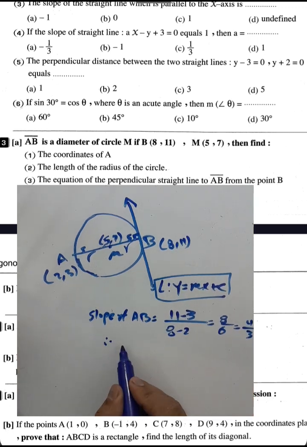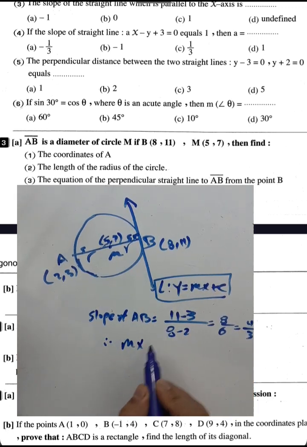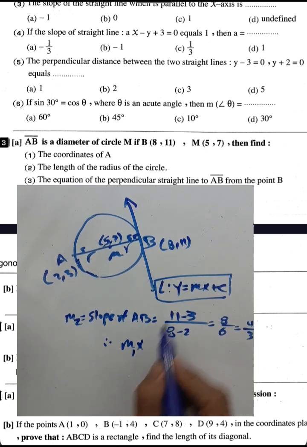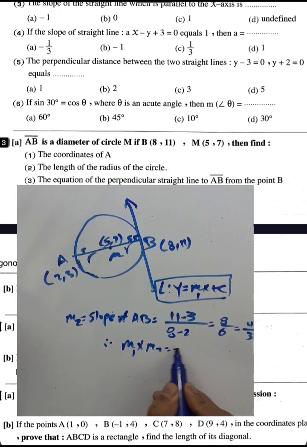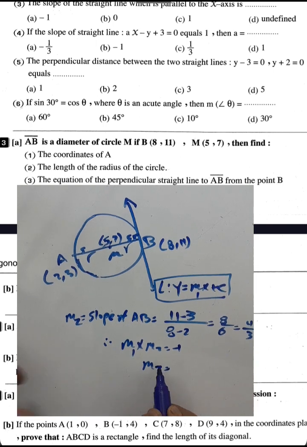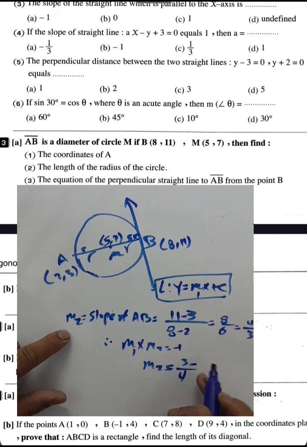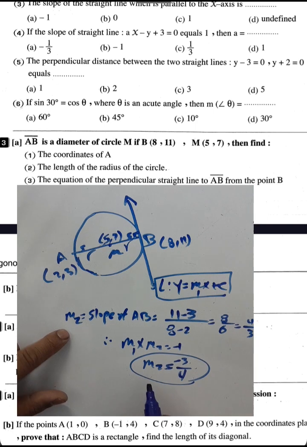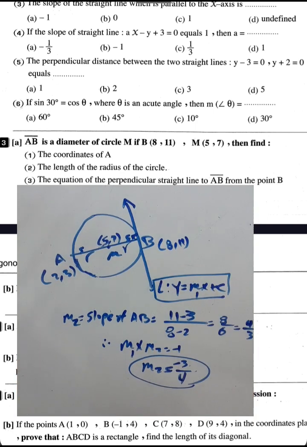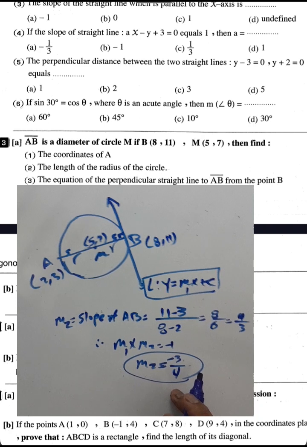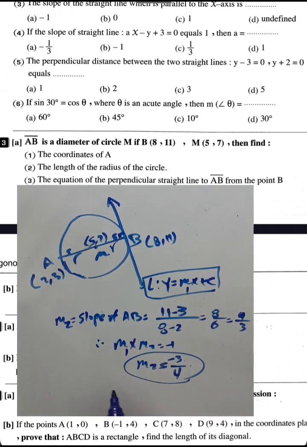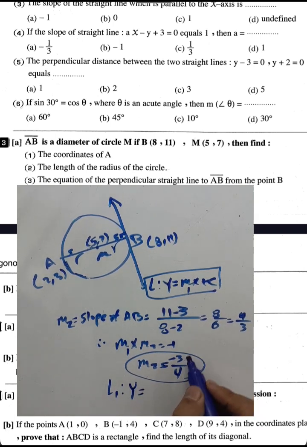Then m here times, we call it M2, and M1 times M2 will be negative 1. Then for M2, take the inverse of the fraction and change the sign. Okay, negative 3/4 is the slope of the straight line. In the equation of L, y will be equal to M2 here, where M1 is 4/3.